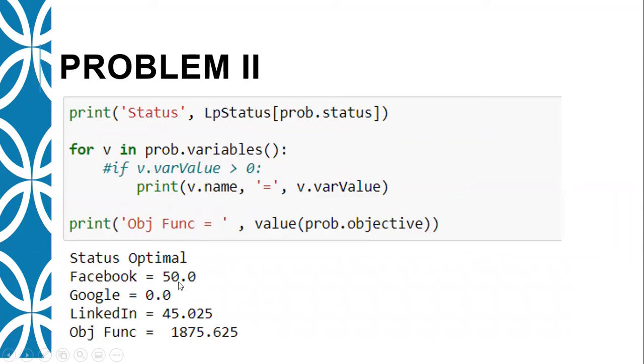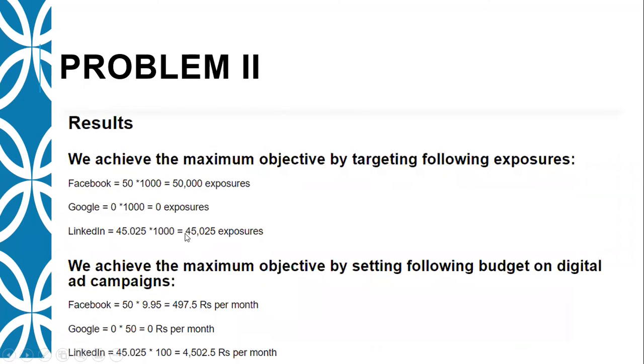On solving, we get the solution that we should have 50 slots on Facebook and 45 slots on LinkedIn and no slots on Google. And the total conversion will be 1,875. So this many individuals will convert if we get 50,000 exposures on Facebook and 45,000 exposures on LinkedIn, and we set zero budget for Google. And this is the budget which we need to set while planning the ad campaign in these various channels.